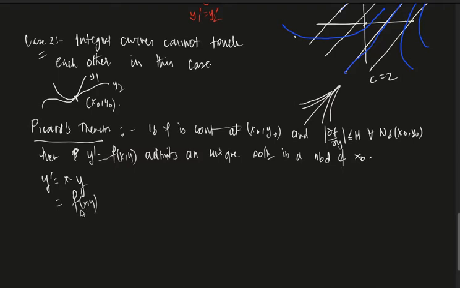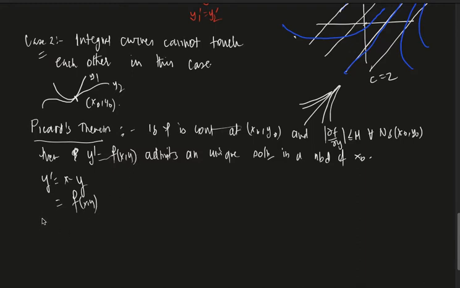So essentially, what I'm trying to say is this. Picard's theorem holds here. So at every point x naught you have a unique solution, at least in a neighborhood of x naught, which satisfies the equation. But if the curves touch each other, then even in a sufficiently small neighborhood of x naught you will have two different curves which satisfy this equation, which is not possible.